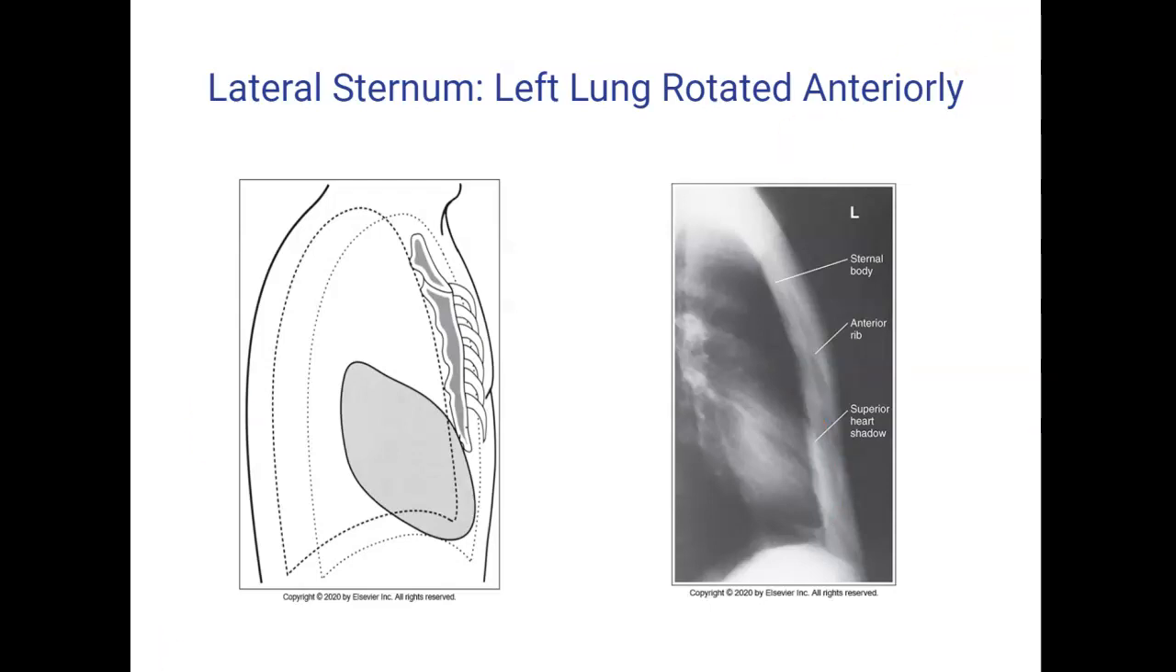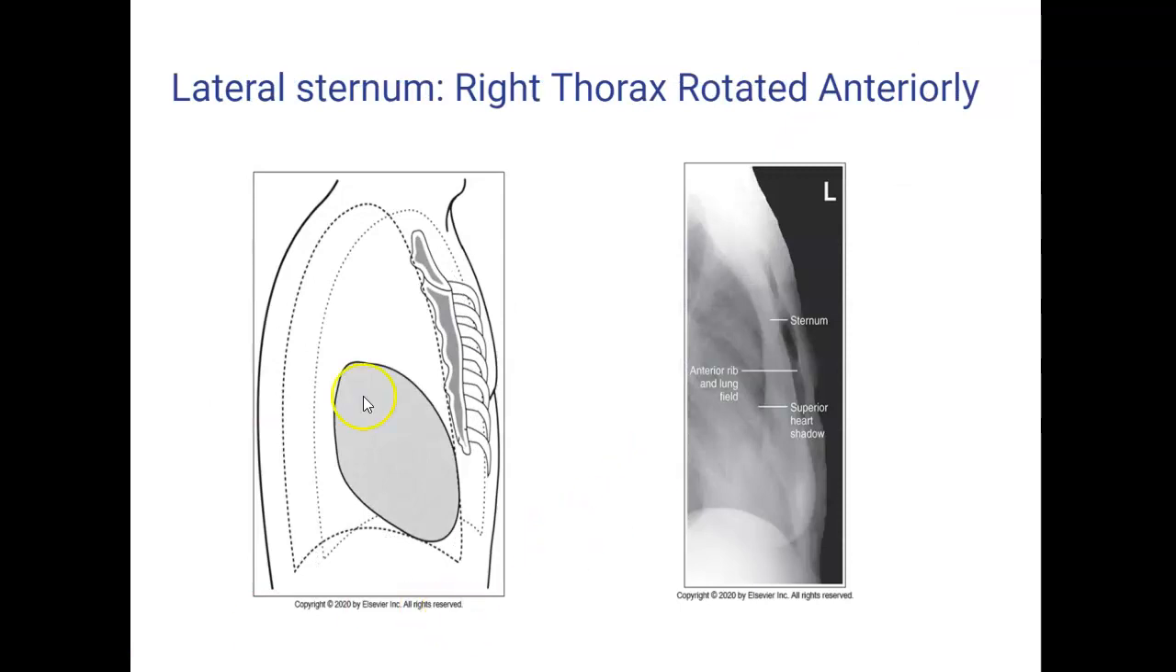So let's go on to the next. In this projection, our heart shadow, which is a little bit more difficult to see here, is starting to end right around here. So we know that this space here is actually the right lung positioned anterior to the left, because that heart shadow isn't extending to the wall outside there.